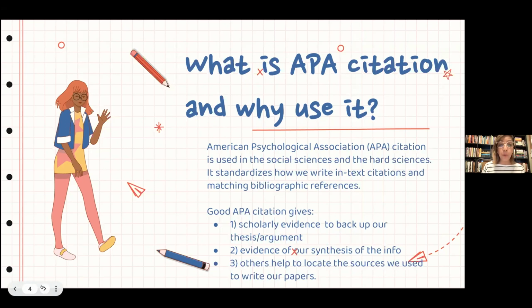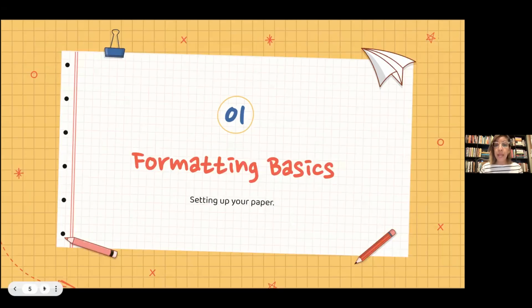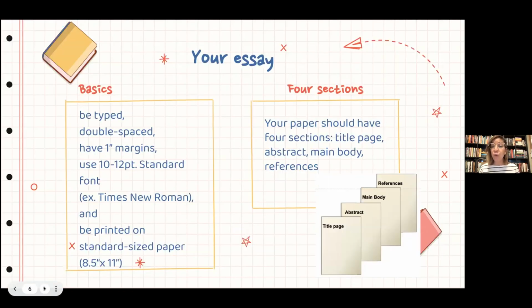All right, so just some quick basics. APA usually has 4 different sections. You can see these on the right-hand side. They are typed in double space. There's a 1-inch margin around the page. They use 12-point standard font, usually Times New Roman, and they're printed on regular size paper.